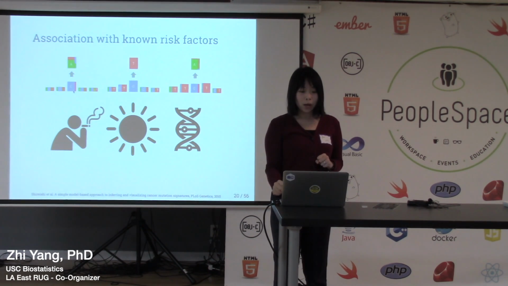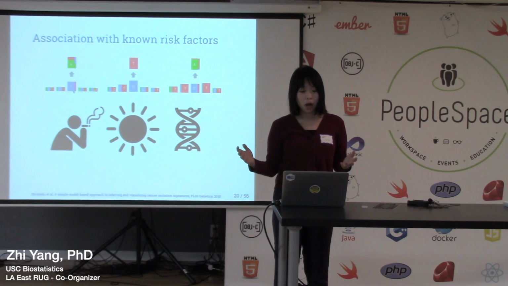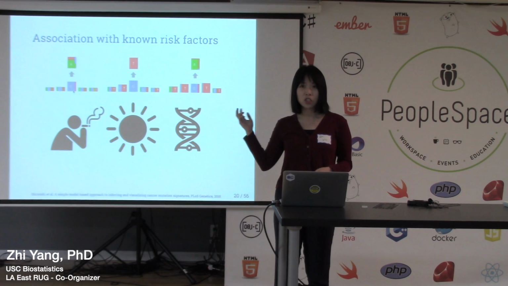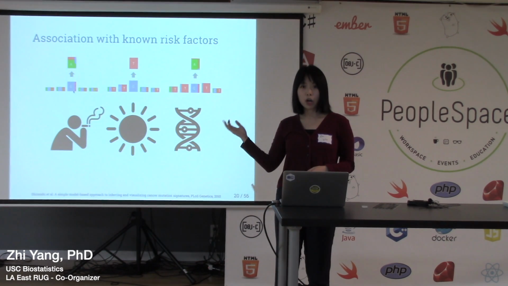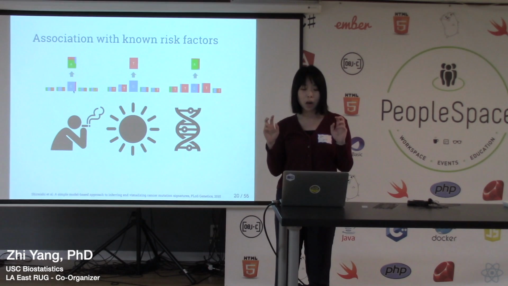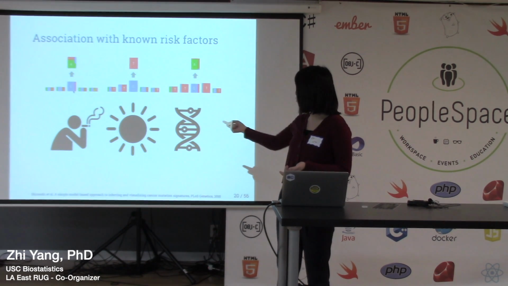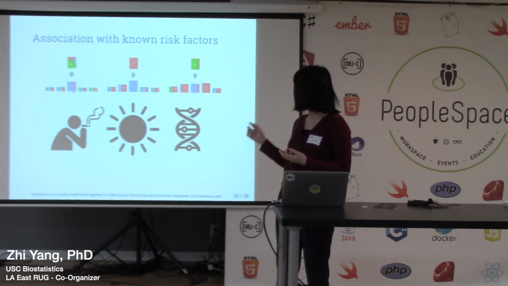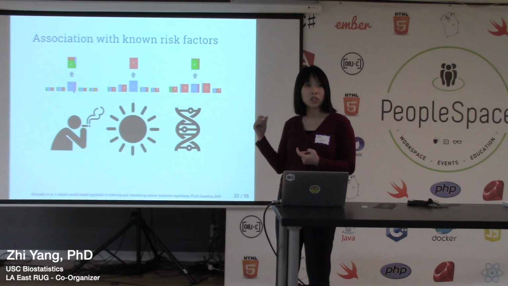Okay, so for example, out of 30 or 40 of them, these are 3 common signatures or topics that have been associated with some known risk factors. For example, the first one is associated with smoking, the second one is sunlight, and the last one, I believe, is DNA replication activities.